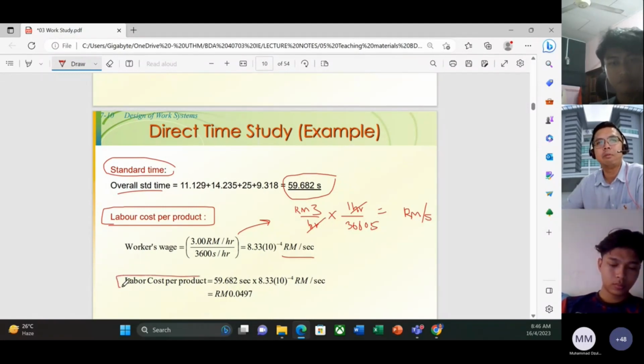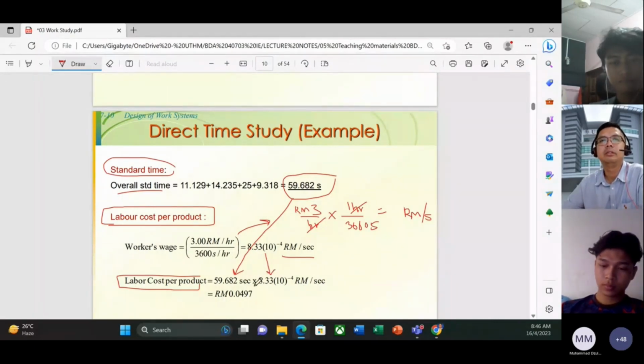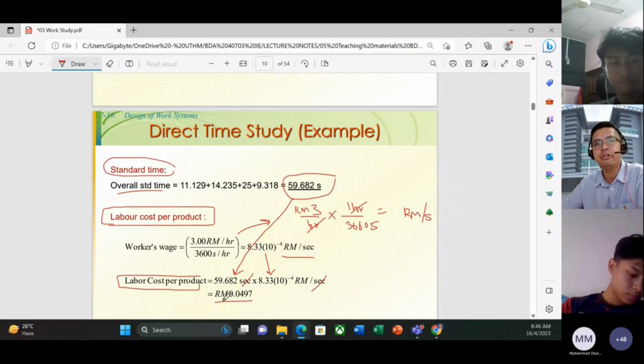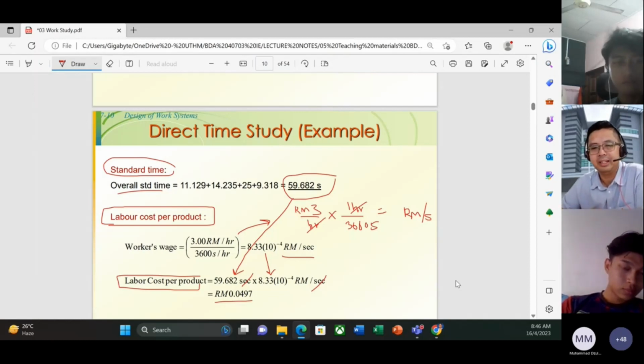Then we calculate the labor cost per product. We bring the total standard time and times it with our worker wage. Second cross second, only ringgit Malaysia is left. So we get ringgit Malaysia 0.0497. Okay, clear? Easy, right? Good.